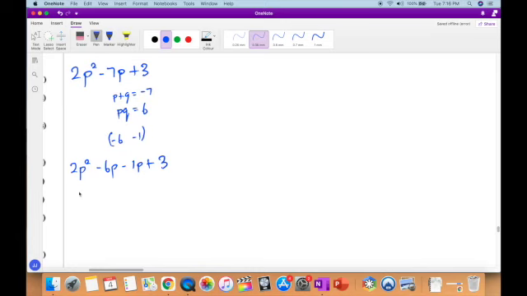Let me just see if I can pull 2p out of here. And inside here, it'll be p minus 3. 2 threes are 6p. So p minus 3. So let's see if I have p minus 3 on this side. I'll have to put negative 1 over here. So negative 1 times p is negative p. Negative 1 times 3 is positive 3. So now the answer is 2p minus 1 into p minus 3.